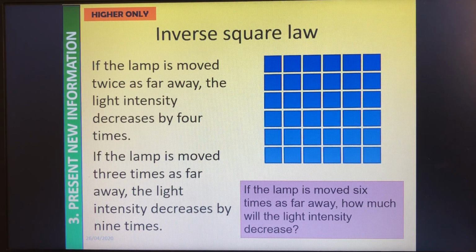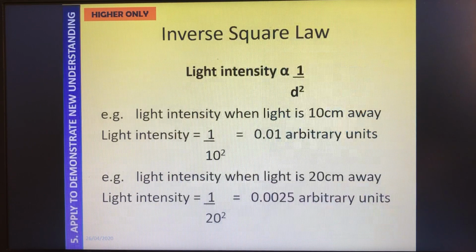It's probably going to be a quick 1 marker somewhere. Say something like, a lamp is moved 7 times the distance away, how much less bright is it? So 7 squared, 49 times less bright. It's just about knowing how to square numbers, which I'm pretty sure we can do. Okie dokie. If you need extra time on that slide, maybe write some notes, then pause now.